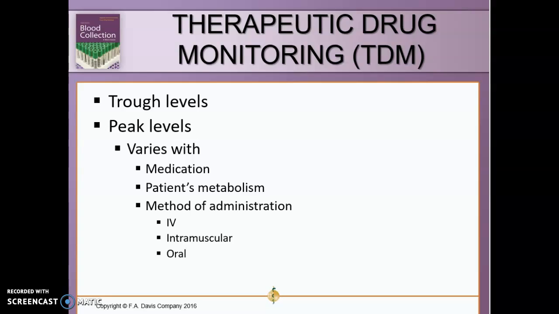The peak and trough information you must include on the requisition is the time the medication was given, the method of medication administration, and the time that the sample was collected. So all of this information is very important to put on the requisition form and to make note of when we are collecting a peak and trough or collecting a lab that's monitoring a therapeutic drug.